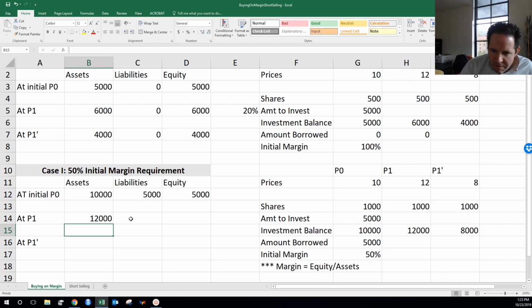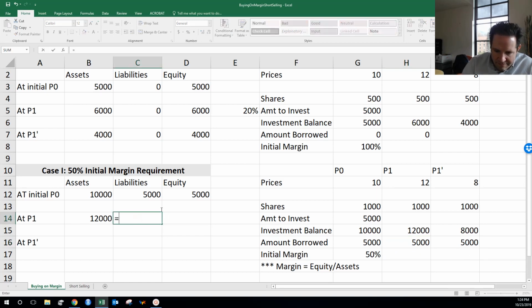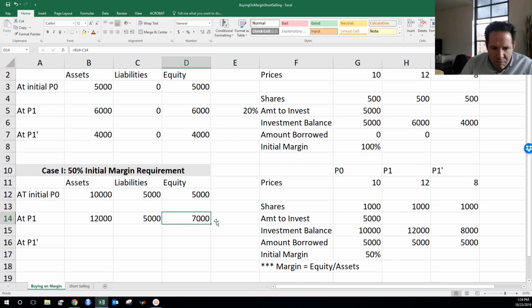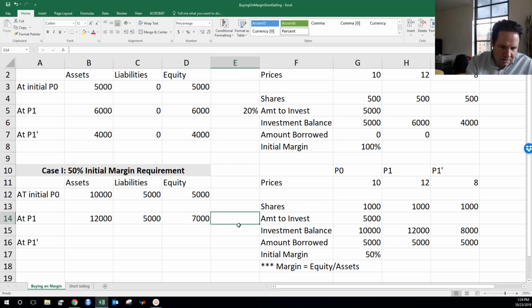But notice that the amount I have borrowed remains the same. And maybe there's an interest cost, so we would add a nominal amount to this, but that interest cost doesn't go in proportion to what happened to the price. You basically just have liabilities of $5,000 because that's what you borrowed at the outset, right? So $5,000 there. And so now what you can see is if we do assets minus liabilities to get equity, well, now we end up with an ending balance of $7,000 on our initial investment of $5,000.